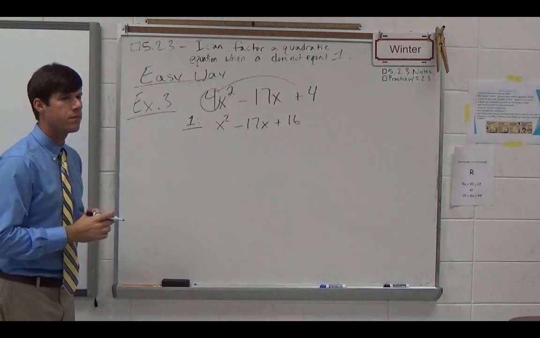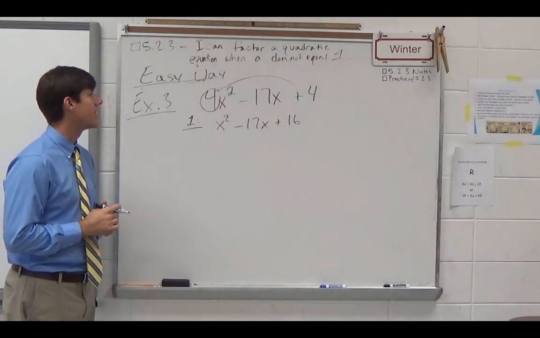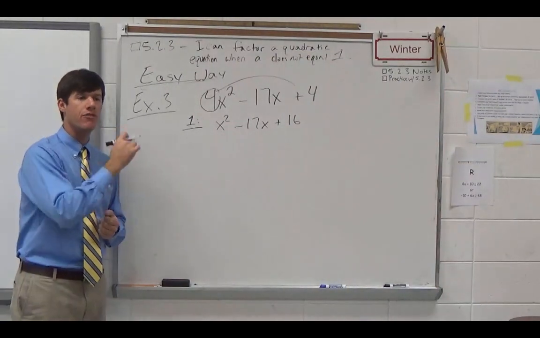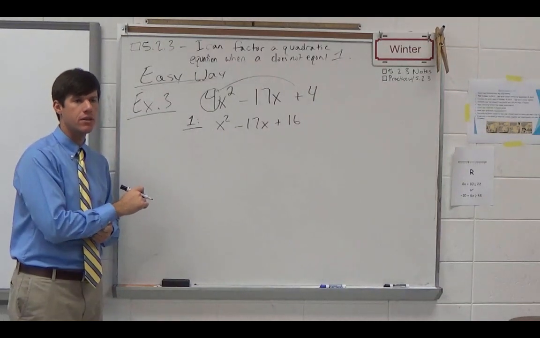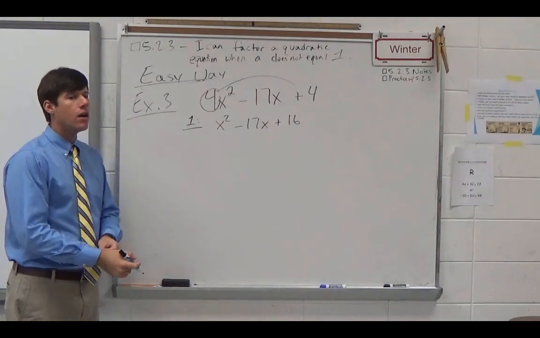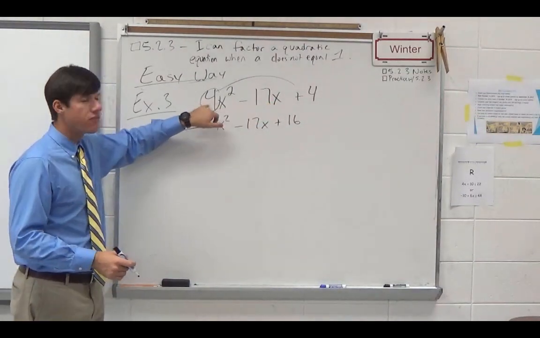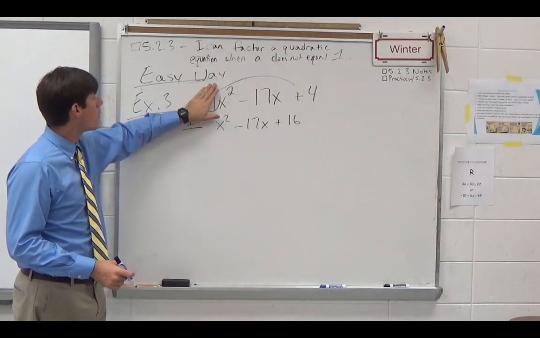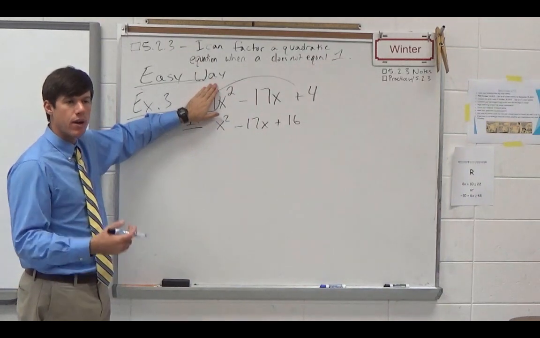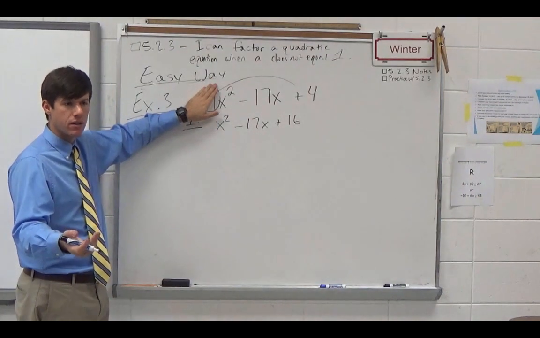Yes, ma'am. What would you do if they did have a GCF? If they did have a GCF, I would factor that out first. But it'd still be the same 4 steps, right? If they all have a GCF of 4, that 4 would go away, and now I would just do a equals 1 factor. Okay.